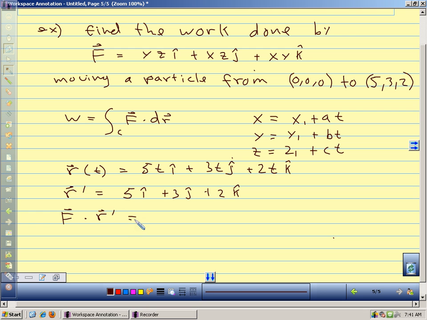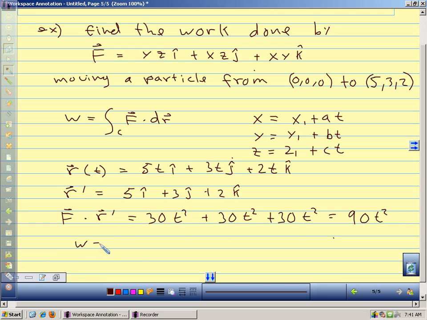So F dot r prime for our integrand is going to be 30t squared. And remember, I'm expressing my force in terms of my parameter also. So y is going to be 3t, z is going to be 2t. So F dot r prime is 30t squared plus 30t squared plus 30t squared. So we get 90t squared.